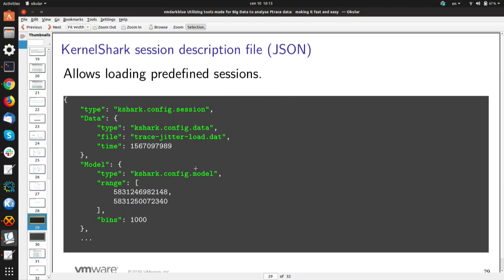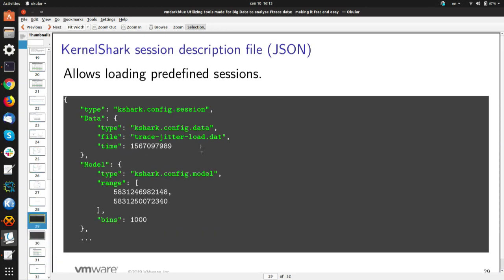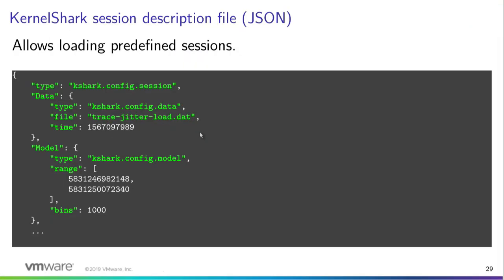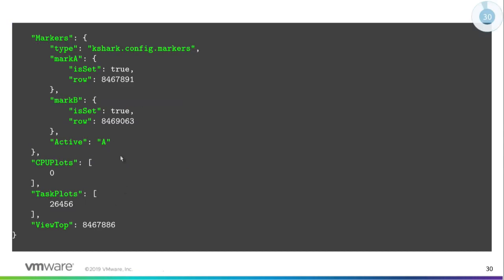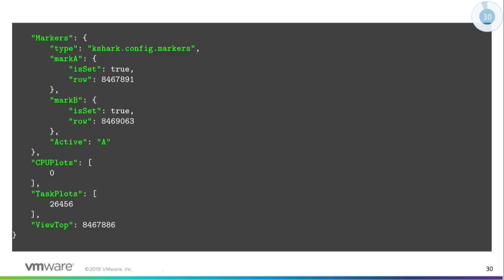So a session file looks like this. It's a very simple human-readable JSON file. You have the description of your model. It starts from this time. This is the timestamp of the first event that will be shown. Go to the end of your time window with this timestamp. Make me 1,000 bins. Set marker A to be at the start. Set marker B to be at the end of this big latency.